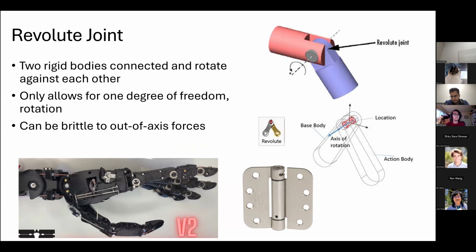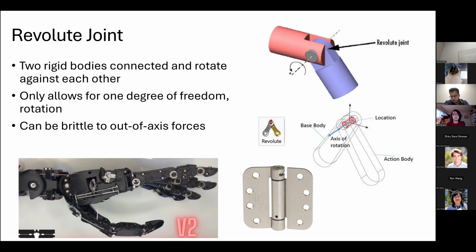So one common one is a revolute joint. And as you can see, on the top right, you've seen the revolute joint a lot, in door hinges. It can rotate in one axis, and then every other axis is fixed. So it allows just a very simple rotation. And you would think this is the obvious choice of design. And you see many hands, this is the Dex hand, uses this.